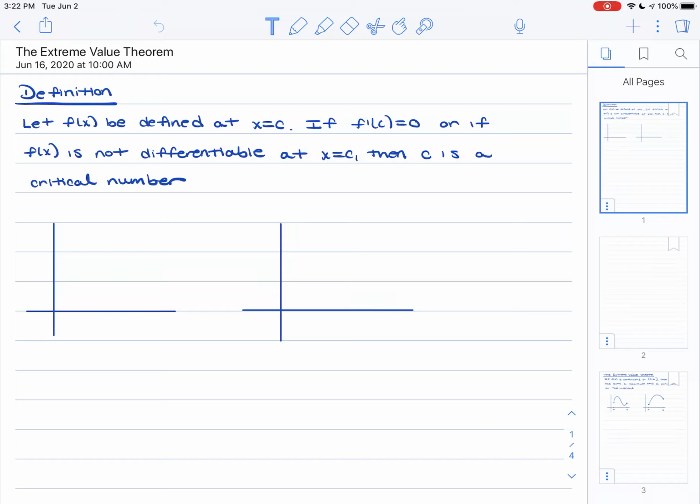Today we'll be talking about the extreme value theorem. To begin this discussion, we first have to look at a definition of something called a critical number. So let's go ahead and look at this definition that I've written out here.